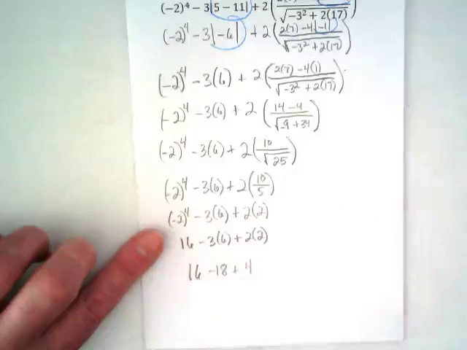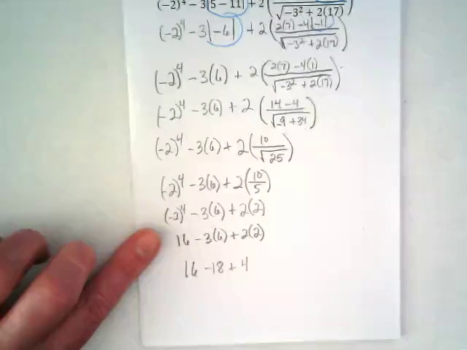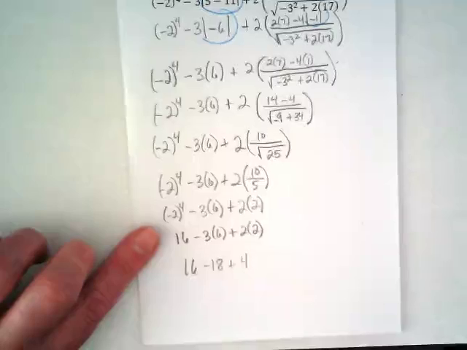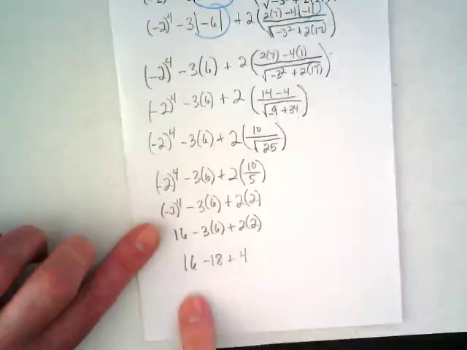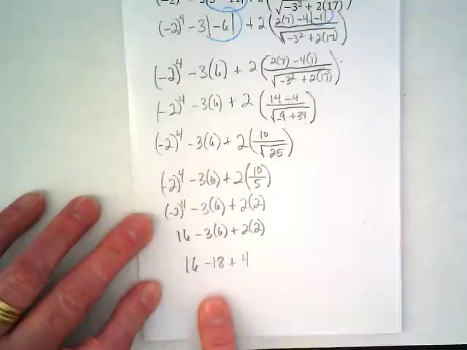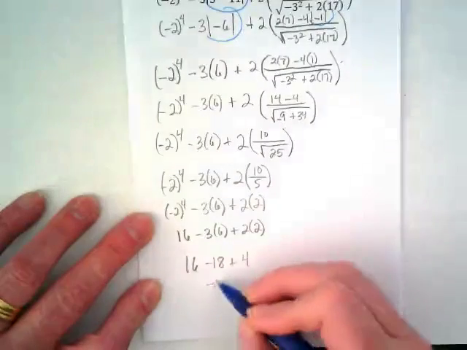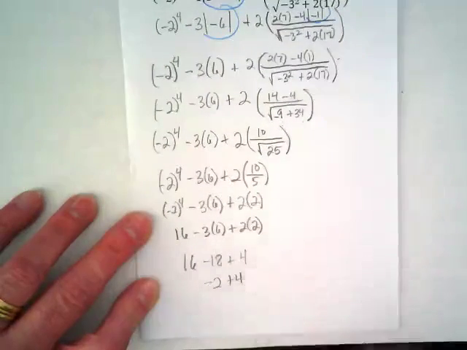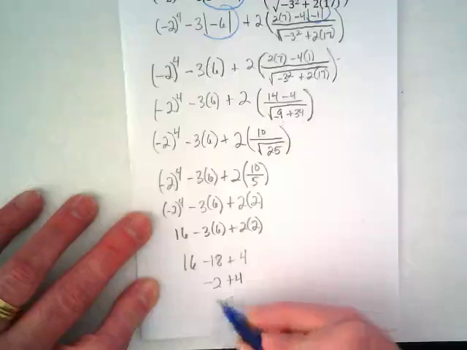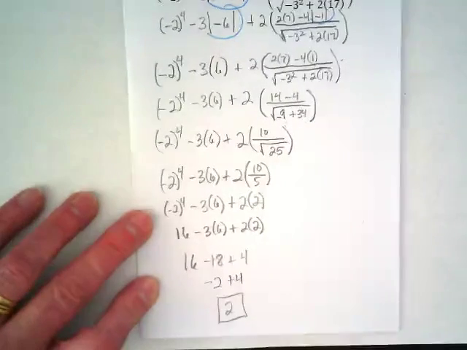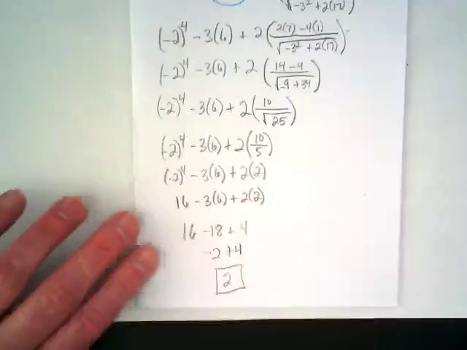16 minus 18 plus 2 times 2 is 4. We're gonna work from left to right because all that's left is addition and subtraction. 16 minus 18 is -2. -2 plus 4 gives us 2. And always you wanna draw a box or something around your answer.